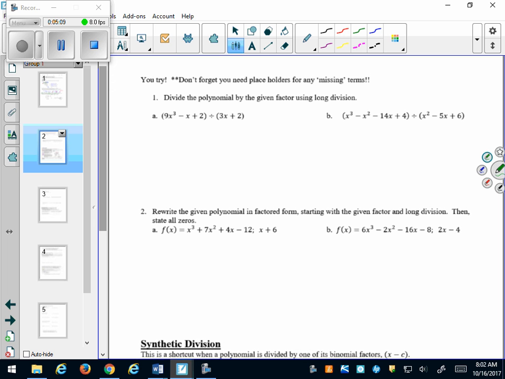Now, something we want to make sure we point out here, if you remember from doing this last year, if there's missing terms, I mean missing meaning like not every single exponent is accounted for, then you have to use placeholders. So for this one here, right, if we do long division, 3x plus 2 on the outside, and then 9x to the third, there's no x squared term. I have to kind of put plus 0x squared. And then minus x plus 2. So you need to have that placeholder there.